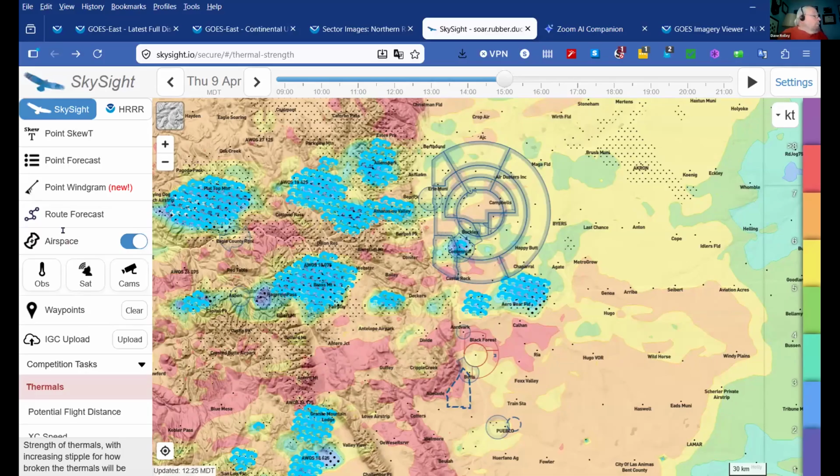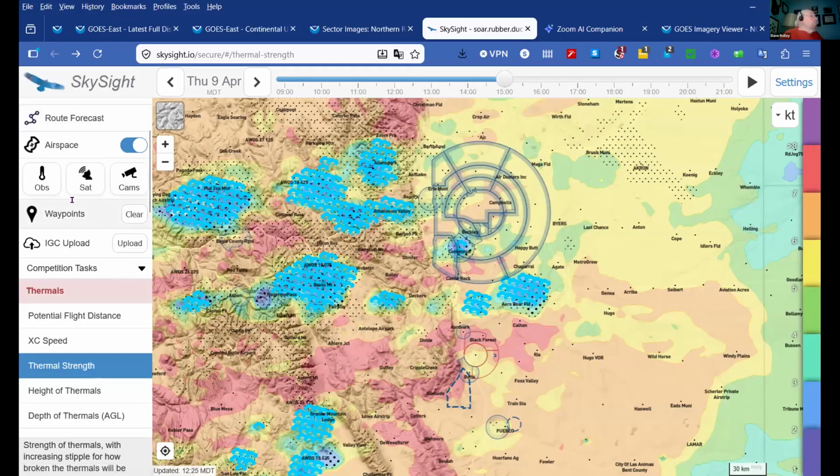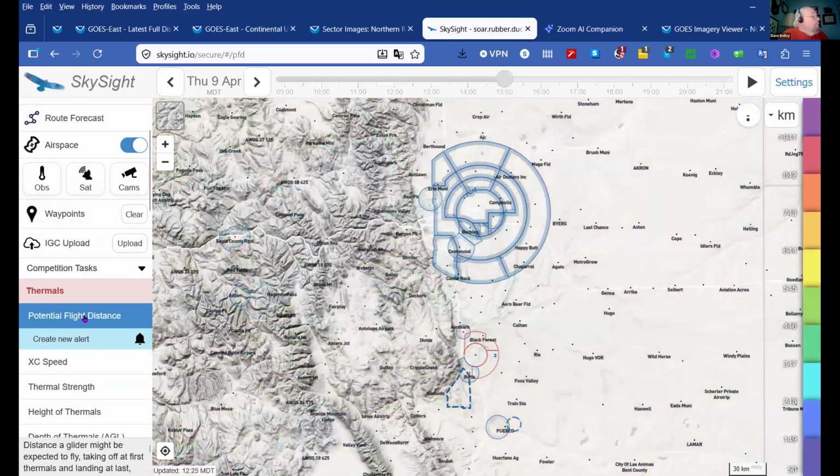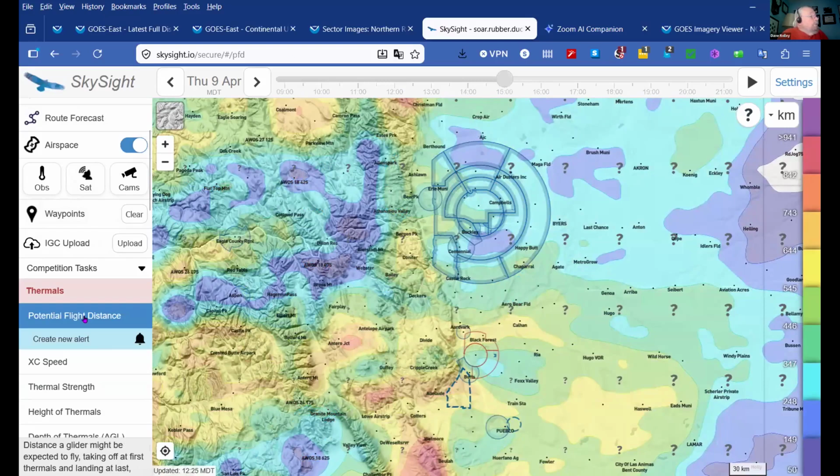Okay, we come over here. We have a couple of thermal overview presentations. So this is called the potential flight distance. Basically you get on this for a day and you look at it and it says, for instance, right here, this area right in here, that's a yellow. So we go over here to the chart and that says I might be able to do something between 545 and 644 kilometers if I stayed in that yellow region.